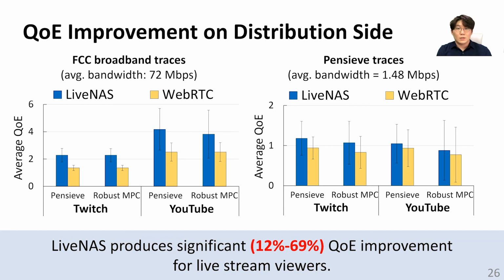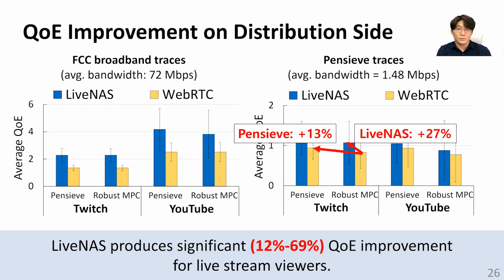In many cases, the improvement LiveNAS gives is much larger than what the advanced ABR algorithm produces. For example, Pensieve's improvement over robust MPC is 13% for Twitch video, but LiveNAS gives 27% improvement over WebRTC ingest on the same traces. This implies that in live streaming, ingest side improvement is crucial, and it is as important as ABR algorithms for enhancing the QoE of end viewers.